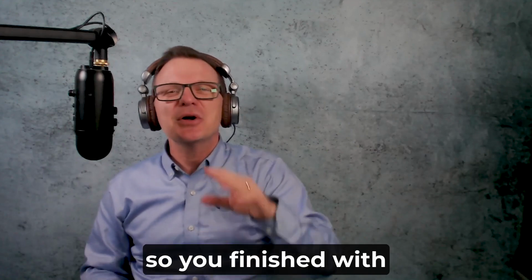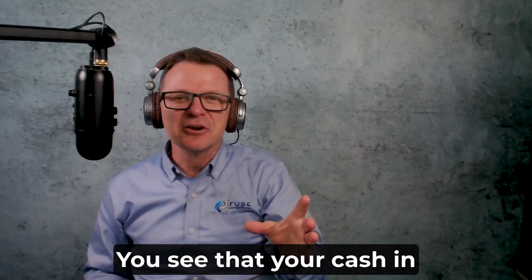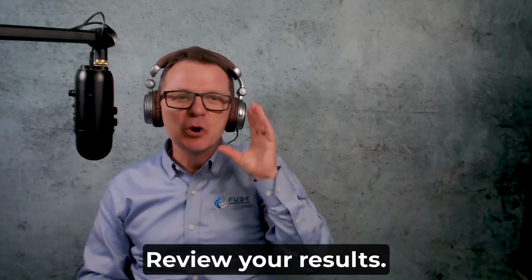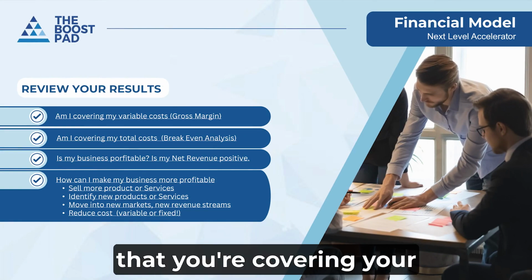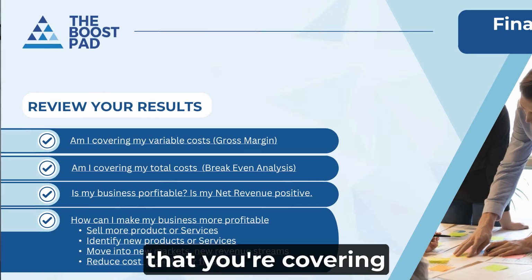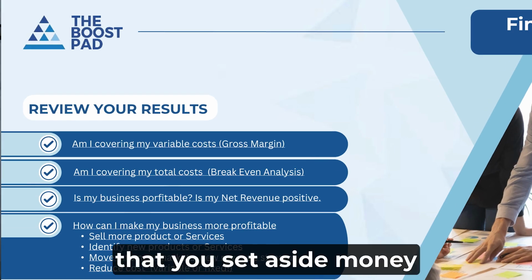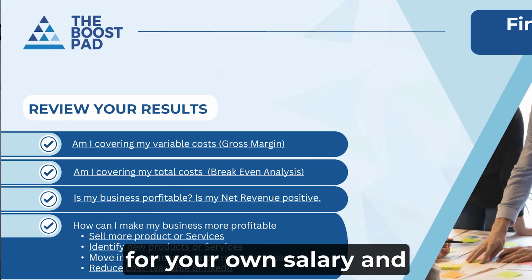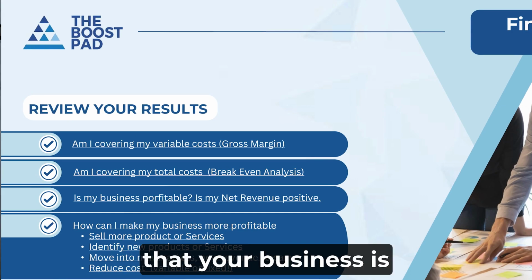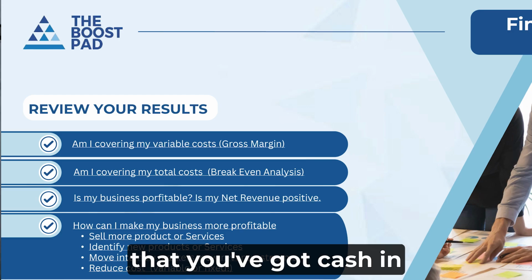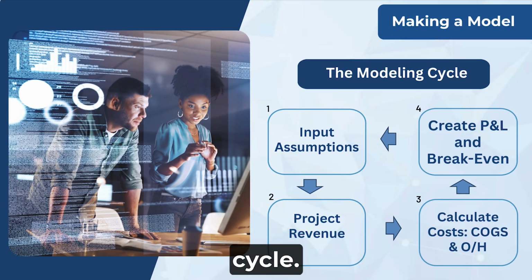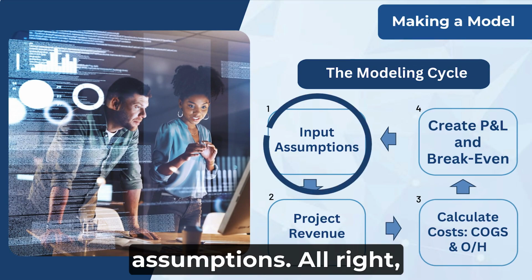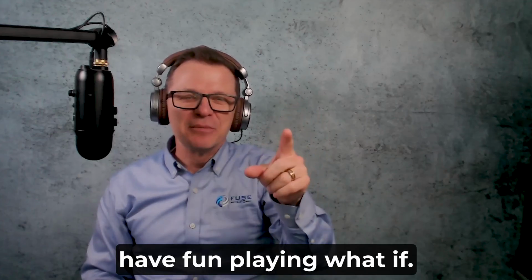Okay, so you finished with your model. You see that your cash in the bank is positive or negative. Review your results. Make sure that your business is right-sized, that you're covering your variable costs, that you're covering your total costs, that you set aside money for your own salary, and that your business is overall profitable, that you've got cash in the bank. If it's not, remember the virtuous cycle. Go back and change your assumptions. All right? Have fun playing What If.